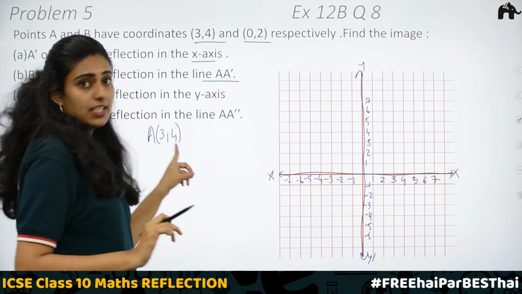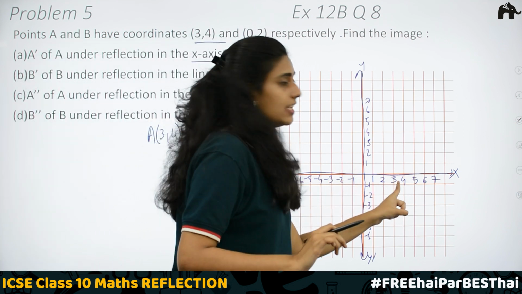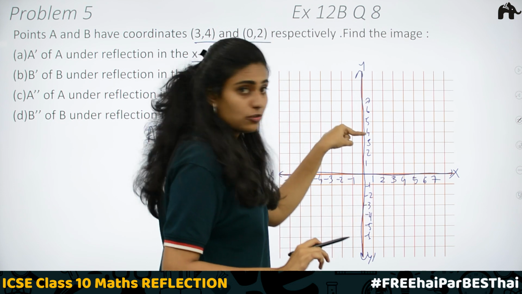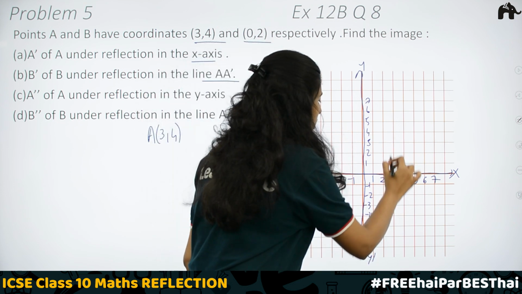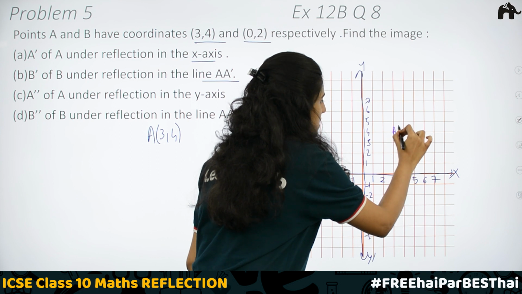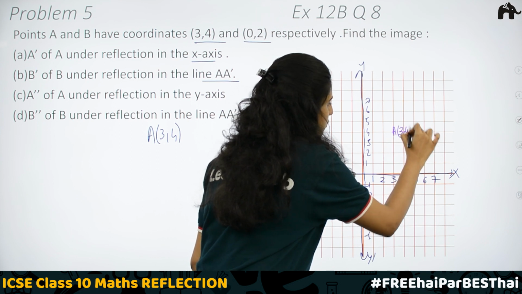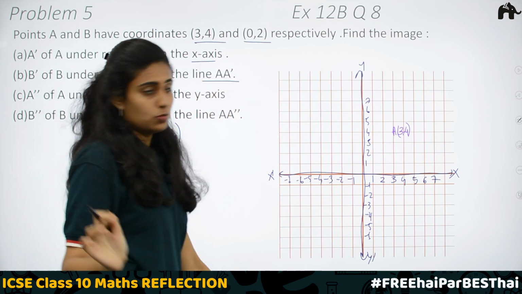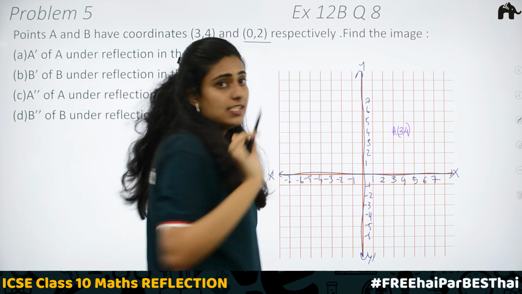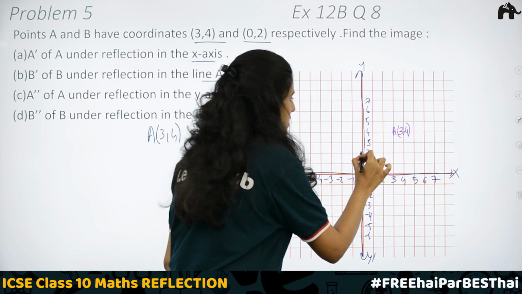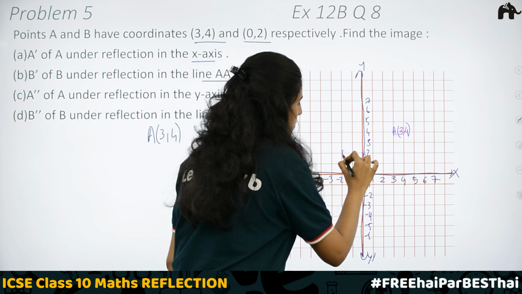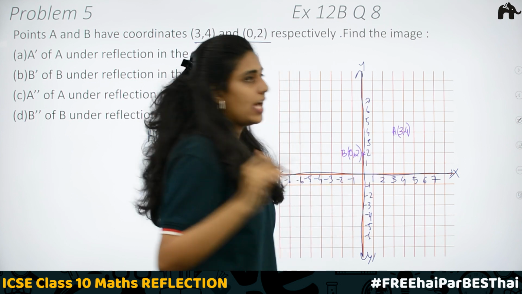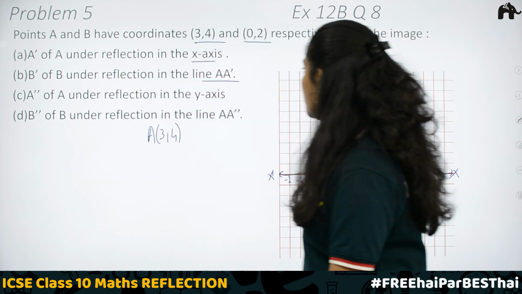Point A, 3, 4. Here we have 3 on the x-axis and here we have 4 on the y-axis. Therefore, the point A will be here, this is point 3, 4. Okay. Then B, we have B, 0, 2. X coordinate 0, y coordinate 2. This is point B, 0, 2. So, we have marked the points A and B on the graph.